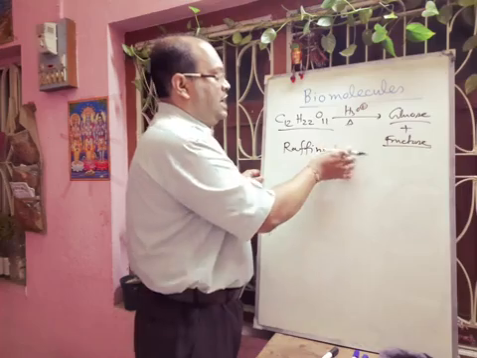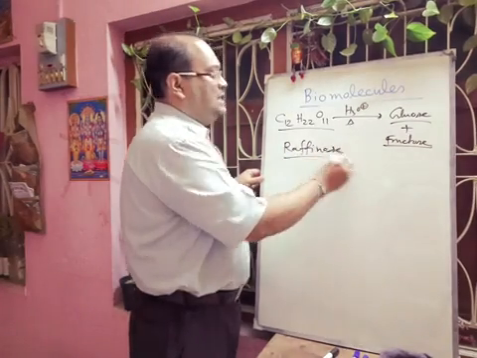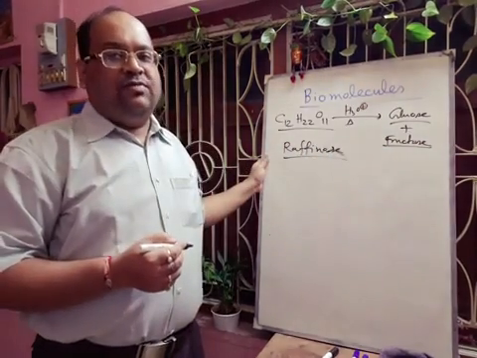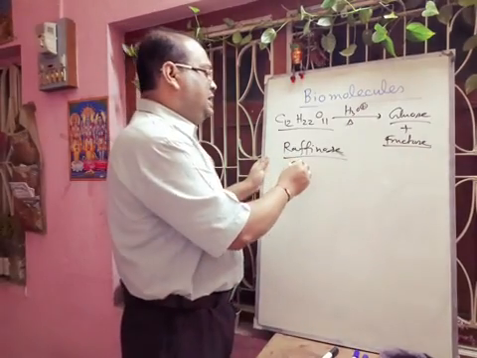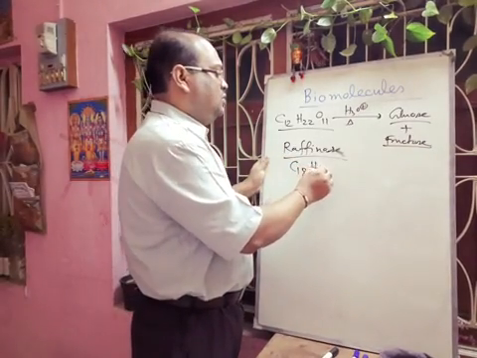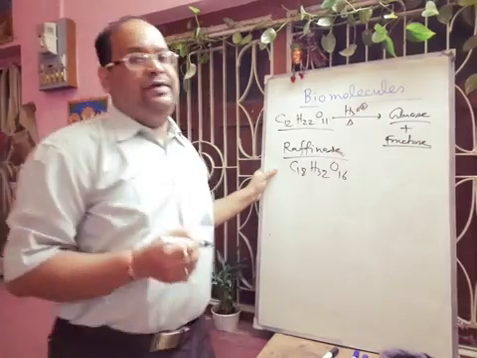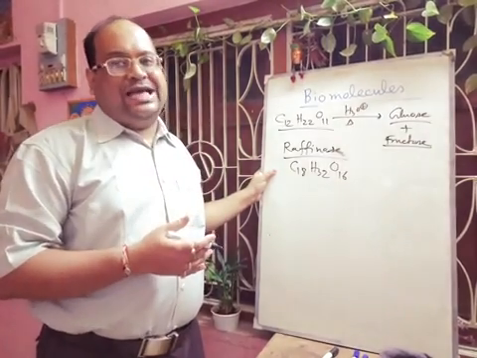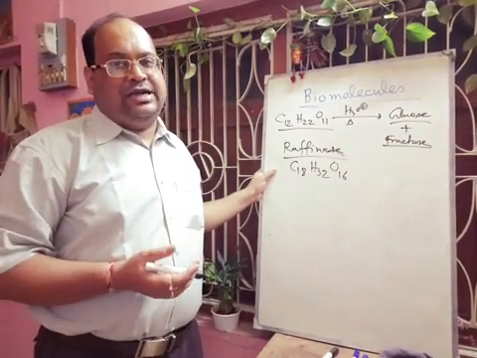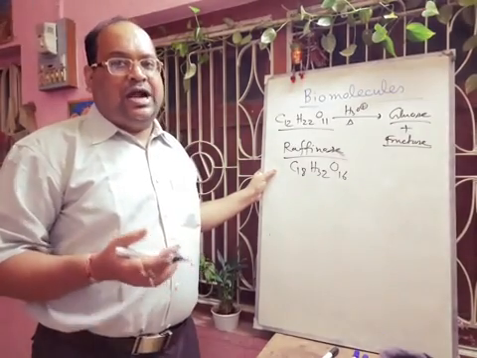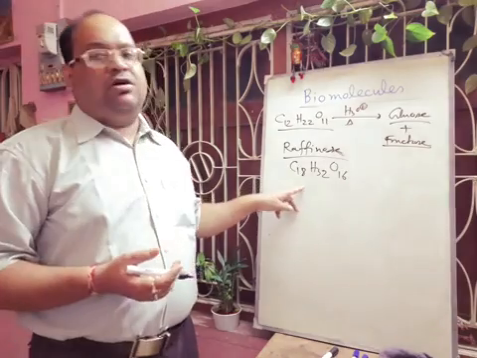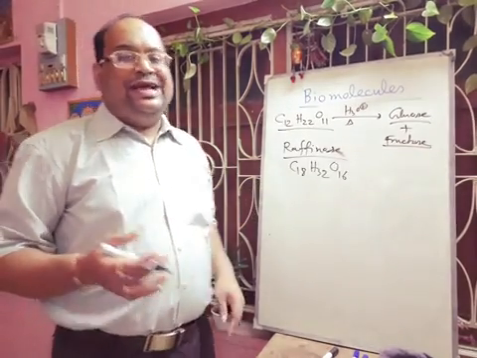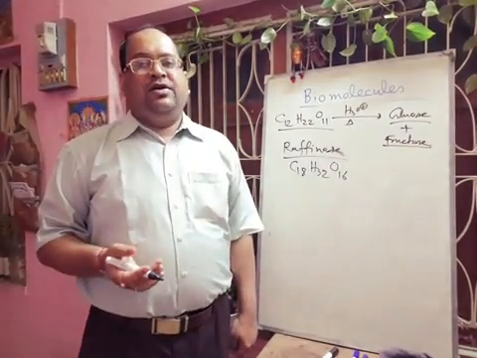R-A-F-F-I-N-O-S-E. Raffinose is a trisaccharide compound. Its formula is C18H32O16. So, in this case, if you hydrolyze it by acid, you will get 3 monosaccharide molecules on hydrolysis. That is why it is also called a trisaccharide.